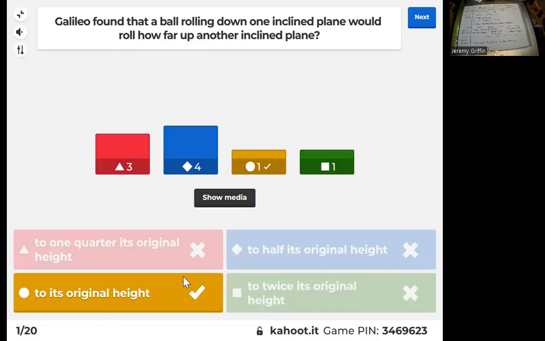Ooh, got one winner to its original height. Okay, so let me switch over here and draw this out for you guys. Let's see exactly what's going on with this one.